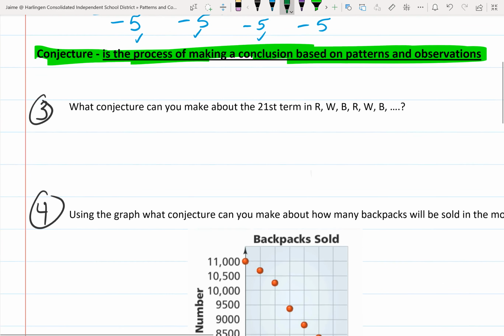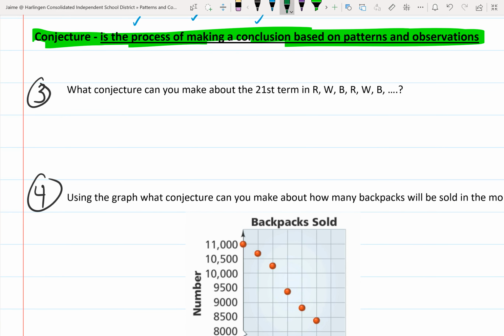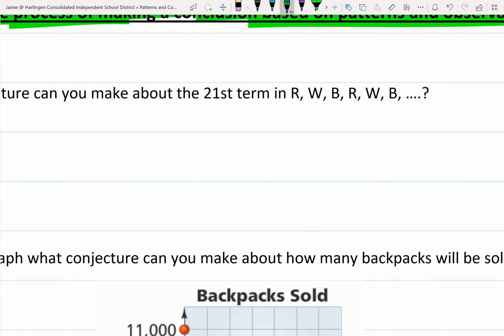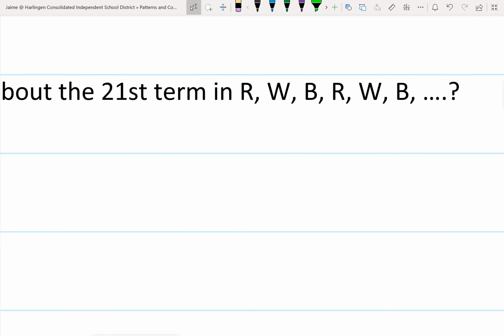The next one says, what conjecture can you make about the 21st term in this pattern? So let's see. We have R, W, B, R, W, B. Can we find the pattern? I don't know. Well, let's see. R, W, B, R, W. There you go. R, W, B. R is the first, W is the second, and B is the third. So it just goes RWB, RWB, RWB over and over, right?